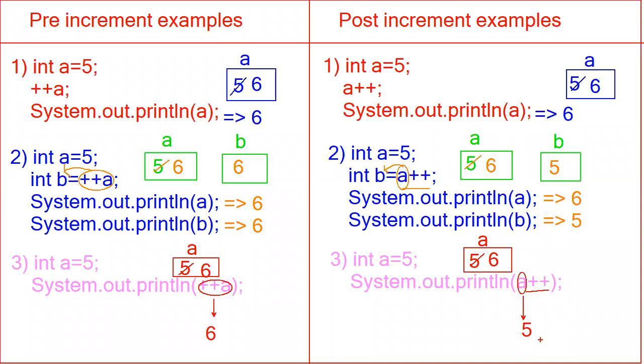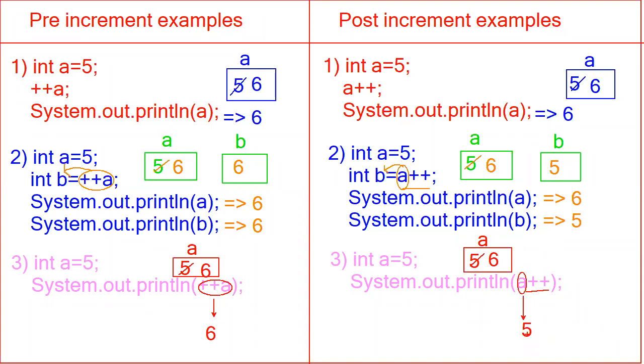In the third case, incrementing is there, printing also is there. That means two operations are there. Pre means first increments, post means incrementation later, after printing. So in the third case, you observe the A value is 6 here and 6 here. But the output here is 6, and here the output is 5. Memory is not considered, only the output is important. Okay, this is the main difference between pre and post.